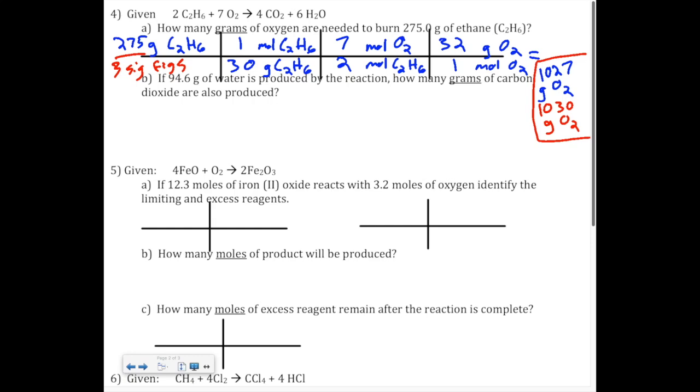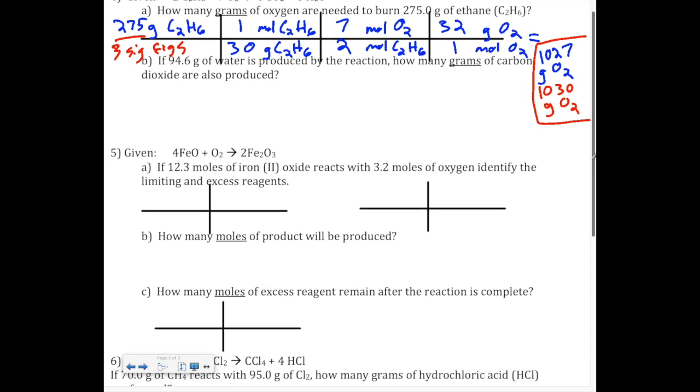Now it says if 94.6 grams of water is produced by the reaction, how many grams of carbon dioxide are also produced? I'm not going to do that one for you. You guys do it yourself.